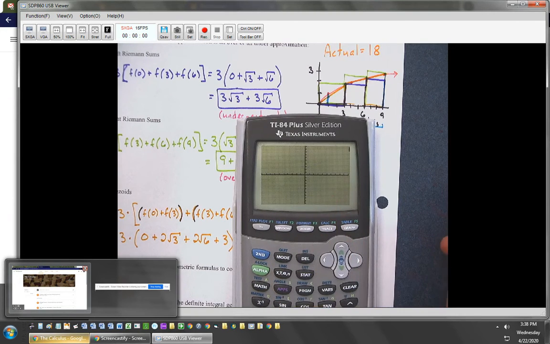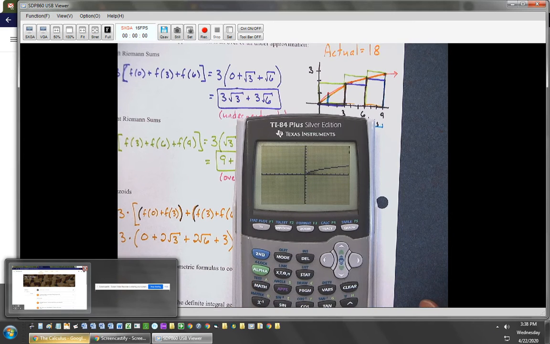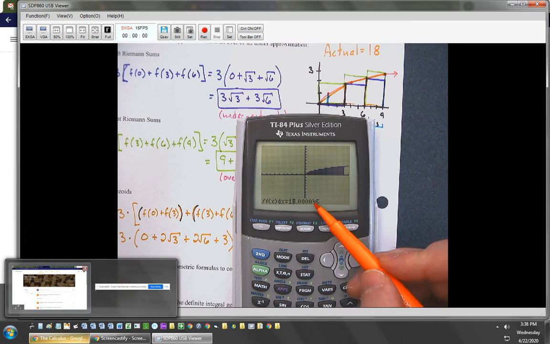I'll just do a zoom 6. We don't really need a nice window here. I'm going to calculate my integral from 0 to 9. Shazam, it even has that little goofiness at the end. I guess that makes sense.